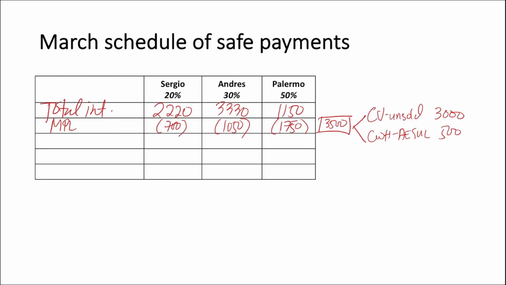Nako, pabigat na naman si Palermo. Okay. Tignan natin. 2,220 minus 700. Okay. 3,330 minus 1,050. 2,280. Palermo, magkano ka? Negative 600. So, assume na, ano siya? Insolvent. So, ganun ulit. 600, magkano share ni Sergio? 20 over 50. So, 240 minus. And, 3/5? 360.